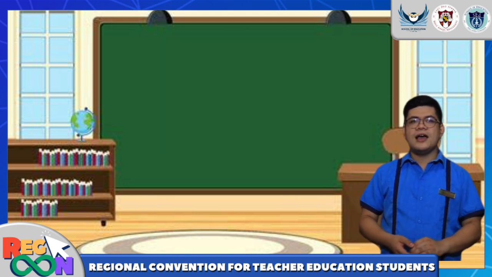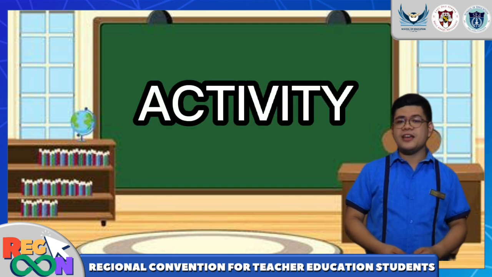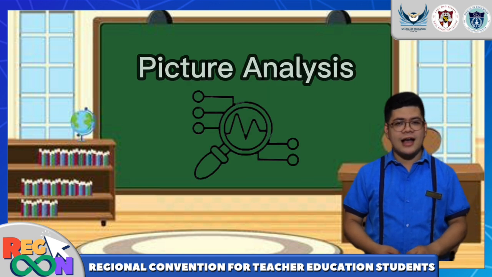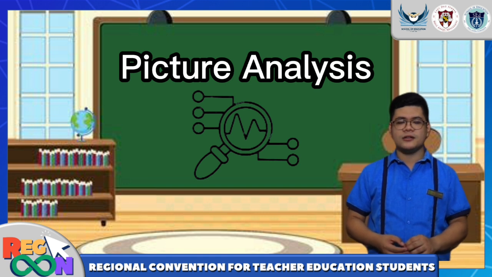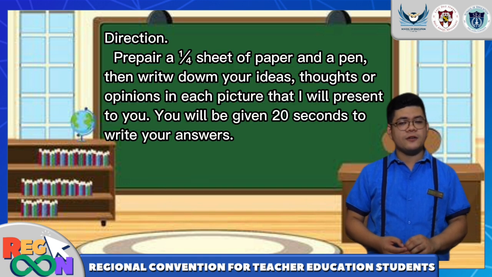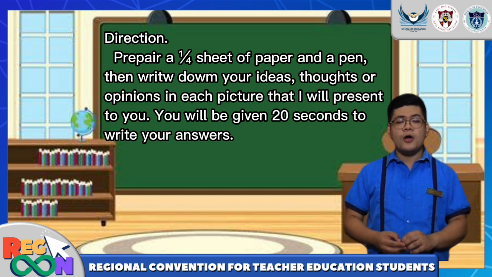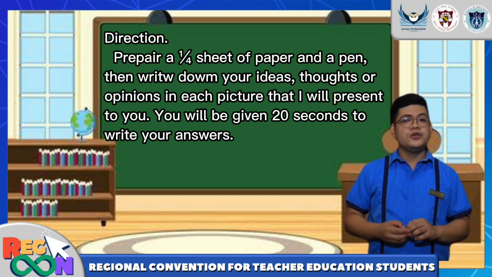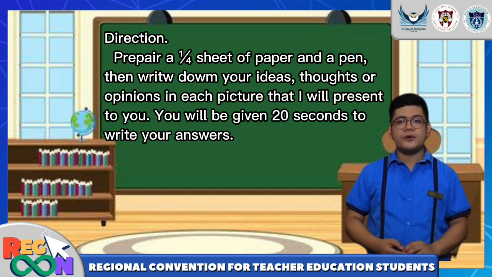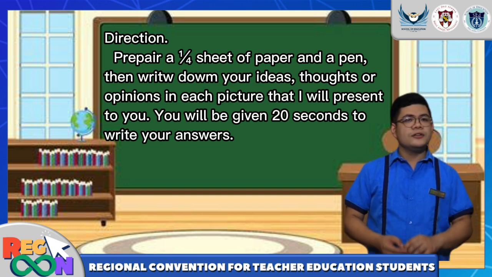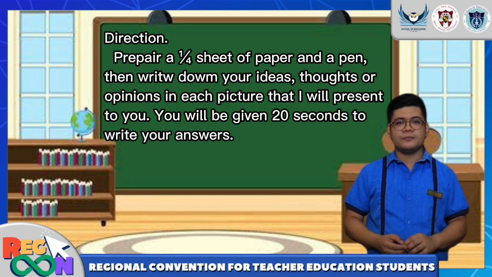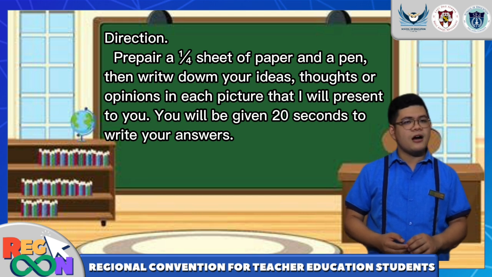To begin with, let us have our activity. This is entitled Picture Analysis. And here's the direction. Prepare a 1/4 sheet of paper and a pen, then write down your ideas, thoughts, or opinions in each picture that I will present to you. You will be given 20 seconds to write down your answers. Understood? Do you have any clarifications? So if none, here are the pictures.